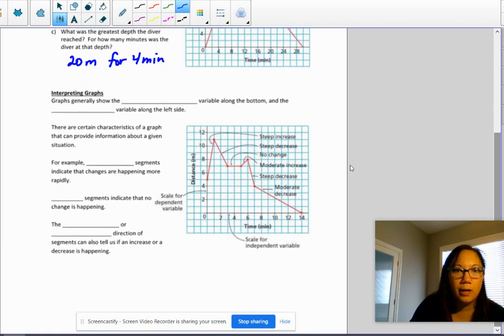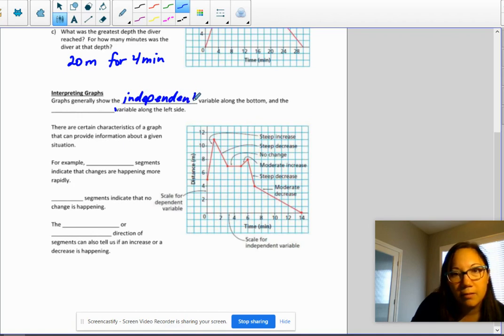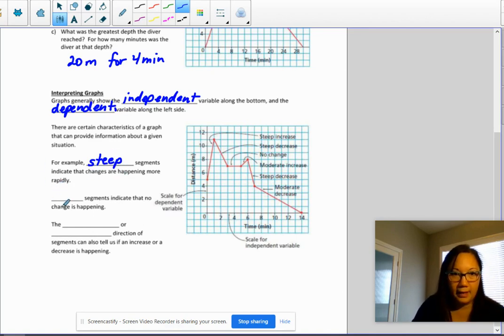Okay, interpreting graphs. Graphs generally show the independent variable along the bottom, and the dependent variable along the left side. There are certain characteristics of a graph that can provide information about a given situation. For example, if you have a really steep segment, that indicates that a change is happening very quickly or rapidly. Flat segments indicate that no change is happening.